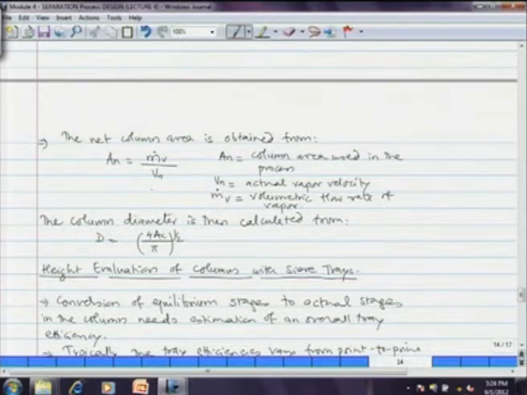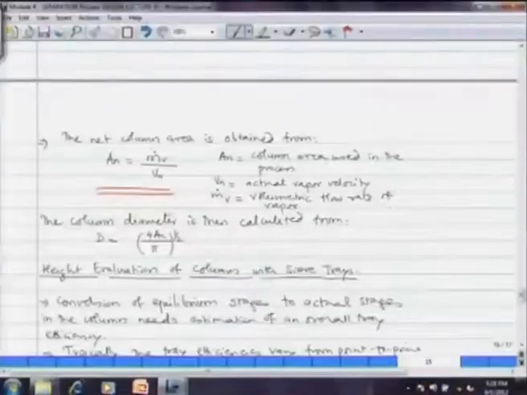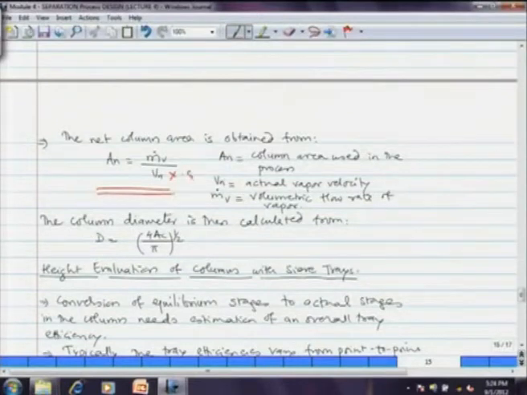Now, this expression assumes that the entire column area is available for vapor flow rate, but that is not the case. For every plate there is a downcomer through which the liquid will flow. The downcomer will occupy about 20% of the column area, and the rest 80% area is available for the vapor flow rate. So, while calculating the net column area, you have to again divide here by 0.8, so that you account for the area for the downcomer.